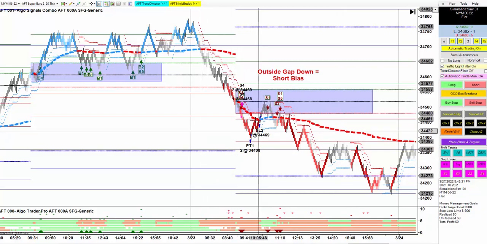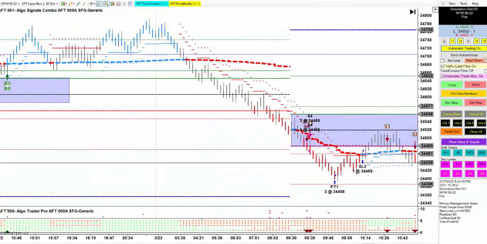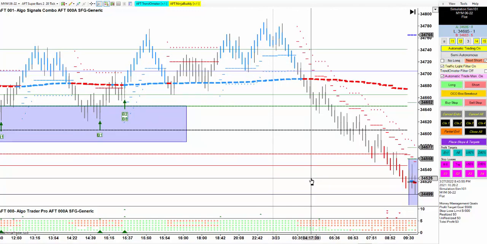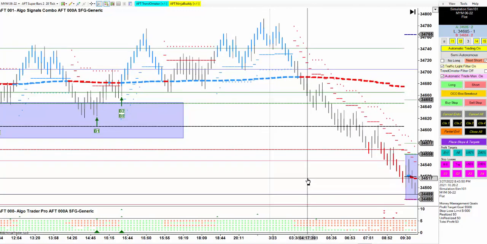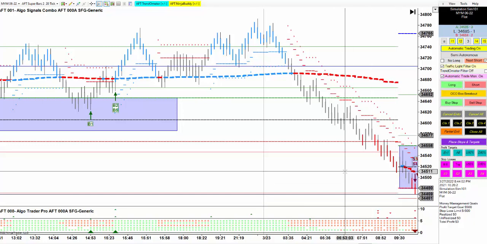So in that case, all we want to do, if we're using our semi-autonomous mode here, is just check this short button, and it says it's going to take the next short trade. So once the market opens, if we just go back here and open this up a little bit, here was our 9:30 open. We already have this set to trade automatically the next short trade, because we have an outside gap down, and that favors the short side. There's a high probability if this triggers to the short side, we're going to get some follow through.